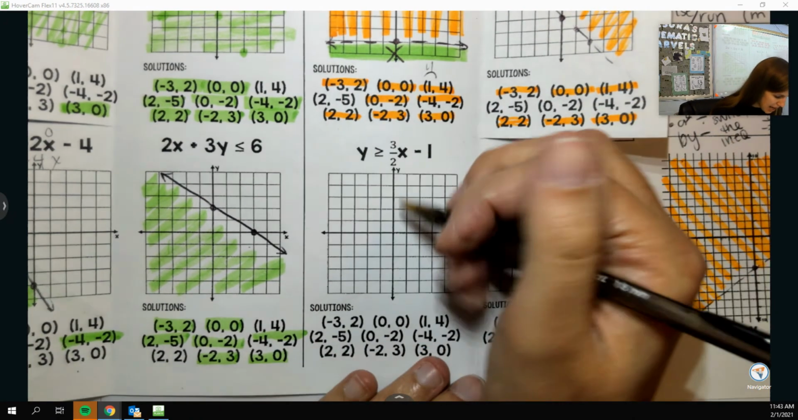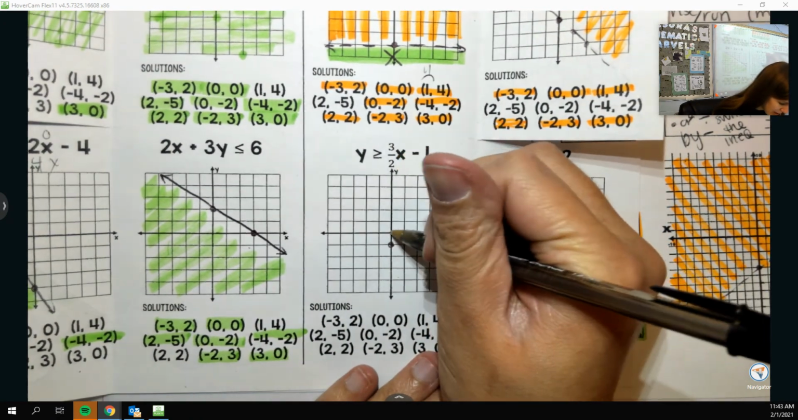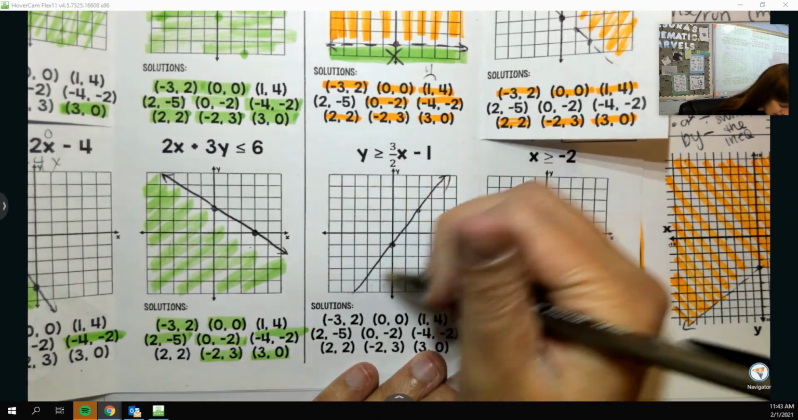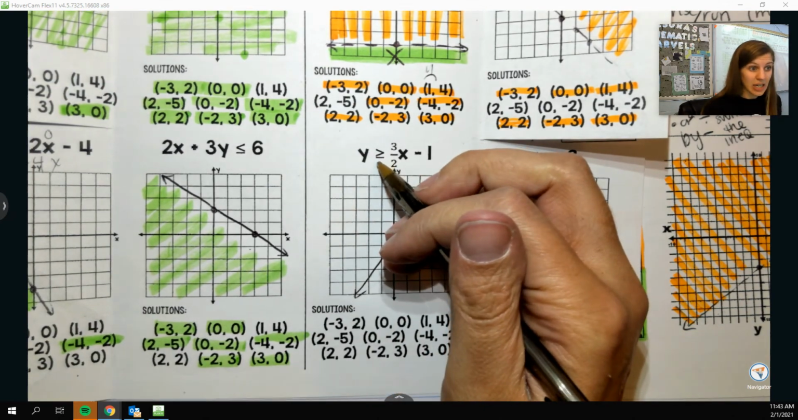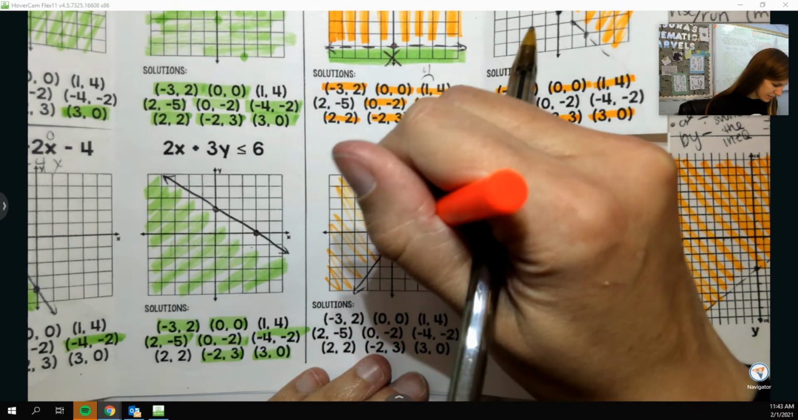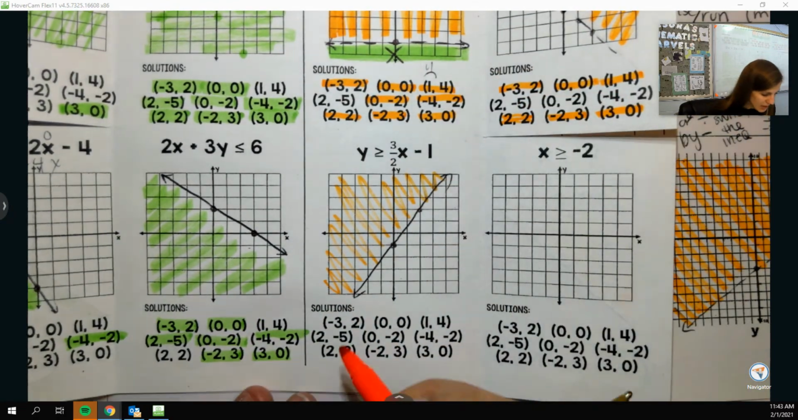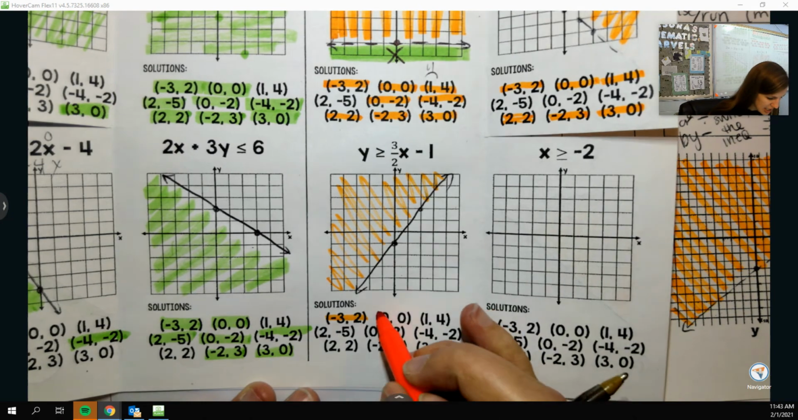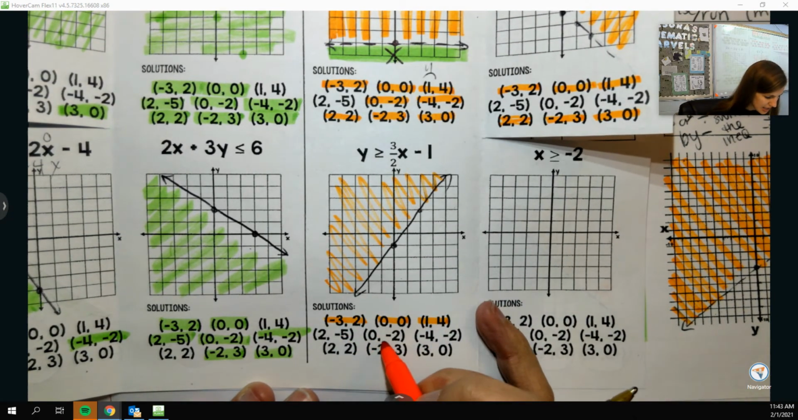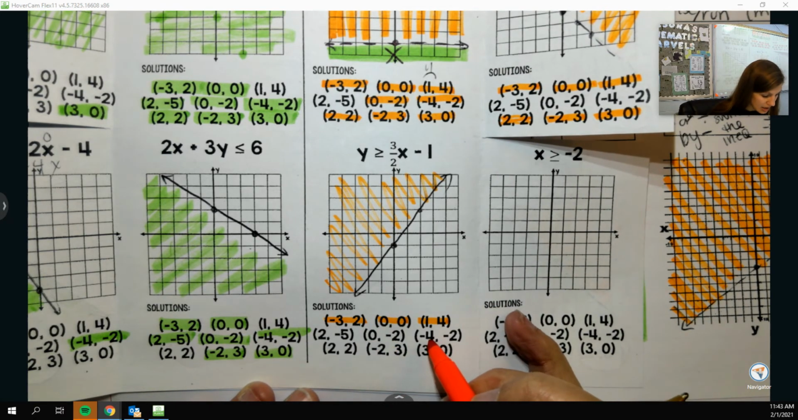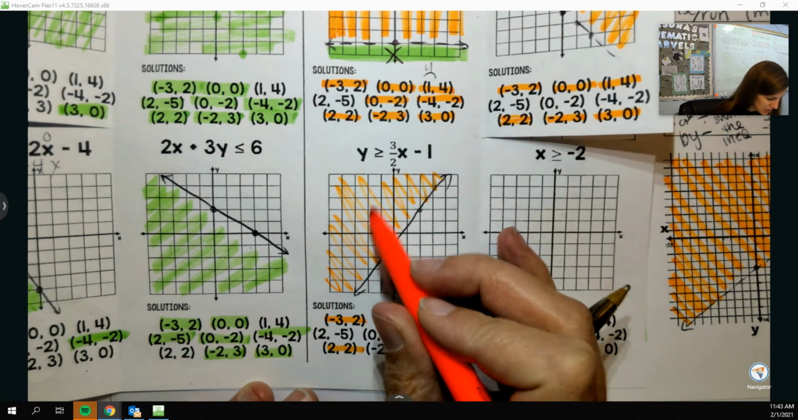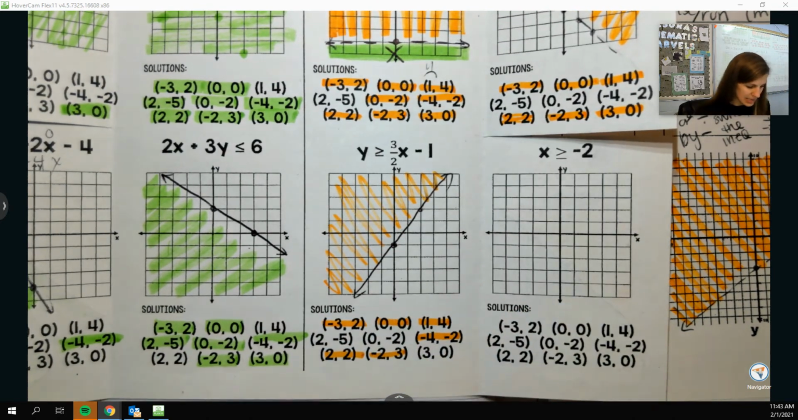Last two. I plot -1. We go up 1, 2, 3 over 2. We get a solid line that is shaded, that's greater, so above. -3, comma 2 is a solution, 0, 0 is, 1, comma 4 is, 2, -5 is not, 0, comma -2 is not, -4, comma -2 is, 2, 2 is, -2, comma 3 is, 3, comma 0 is not.